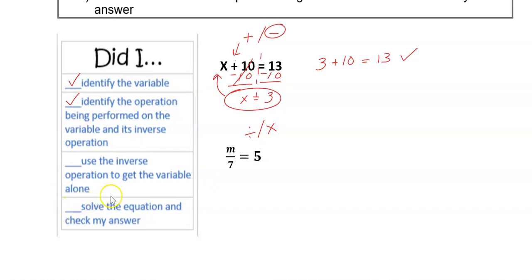So we're now going to use the inverse operation, which we decided was multiplication, to get the variable alone. So we're going to go ahead and we're going to multiply both sides by 7. And we're now going to be left with m equals 35.